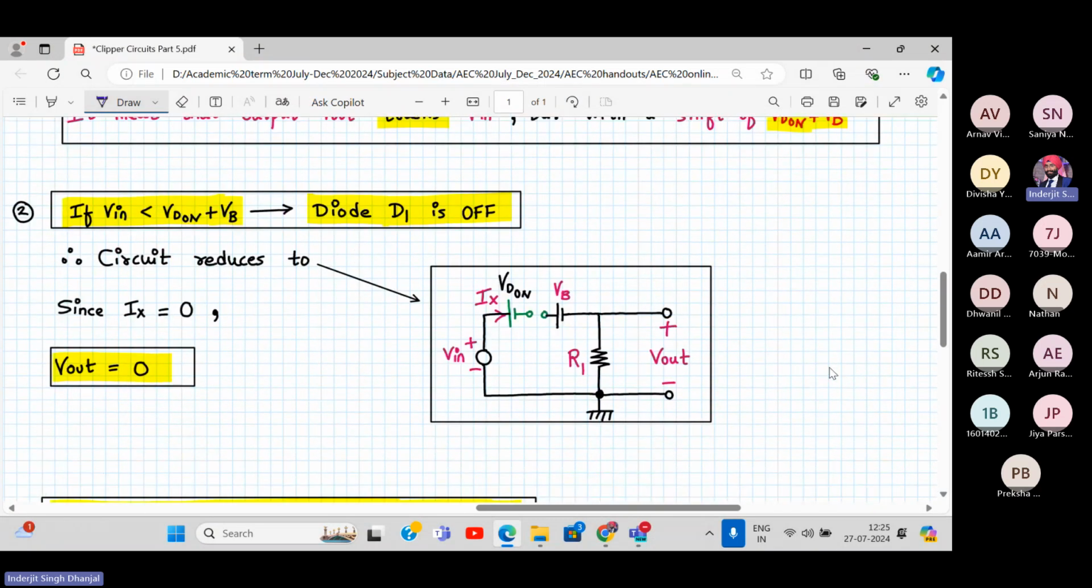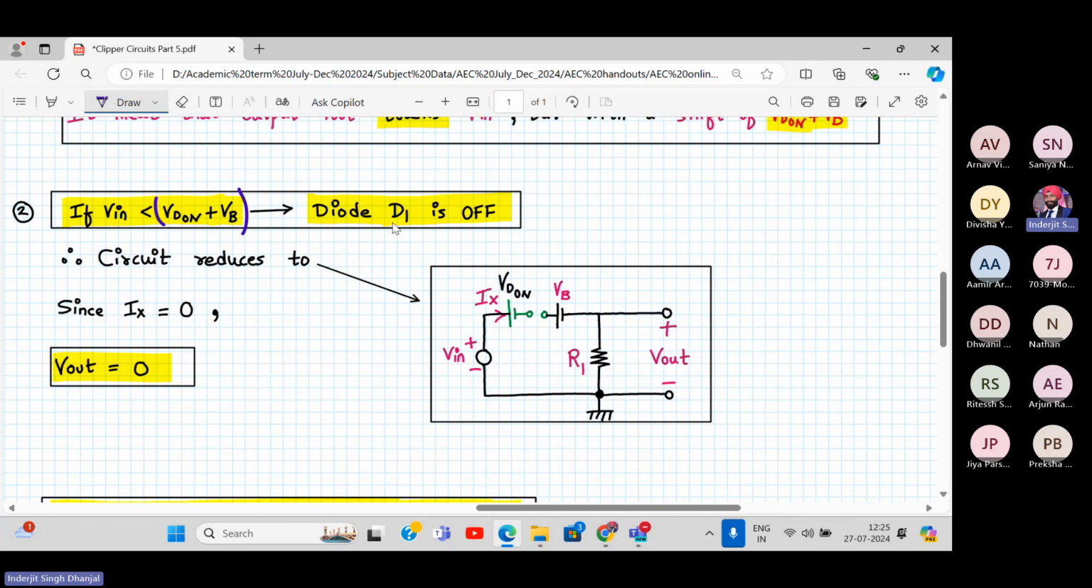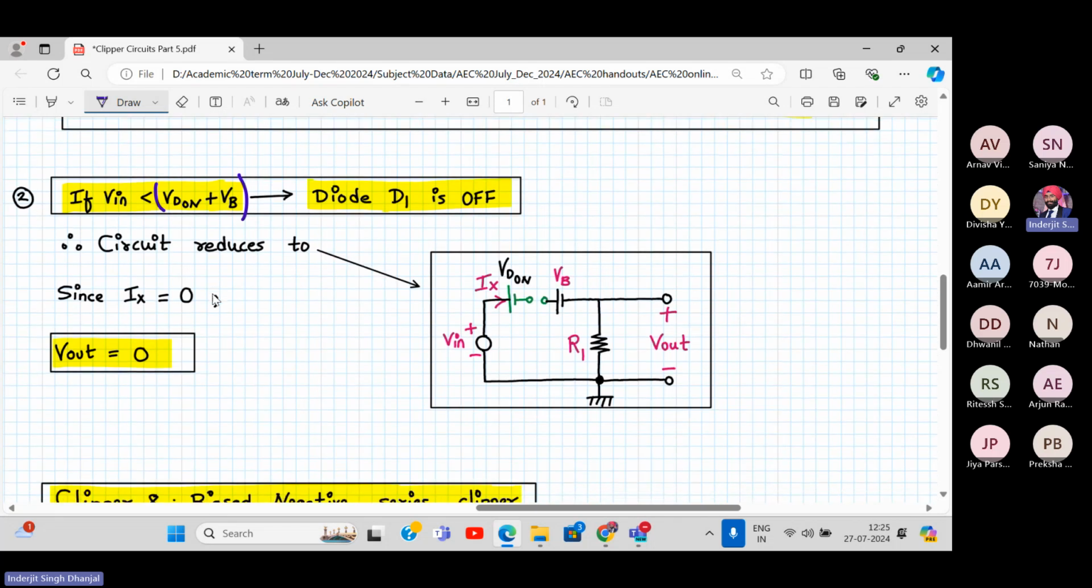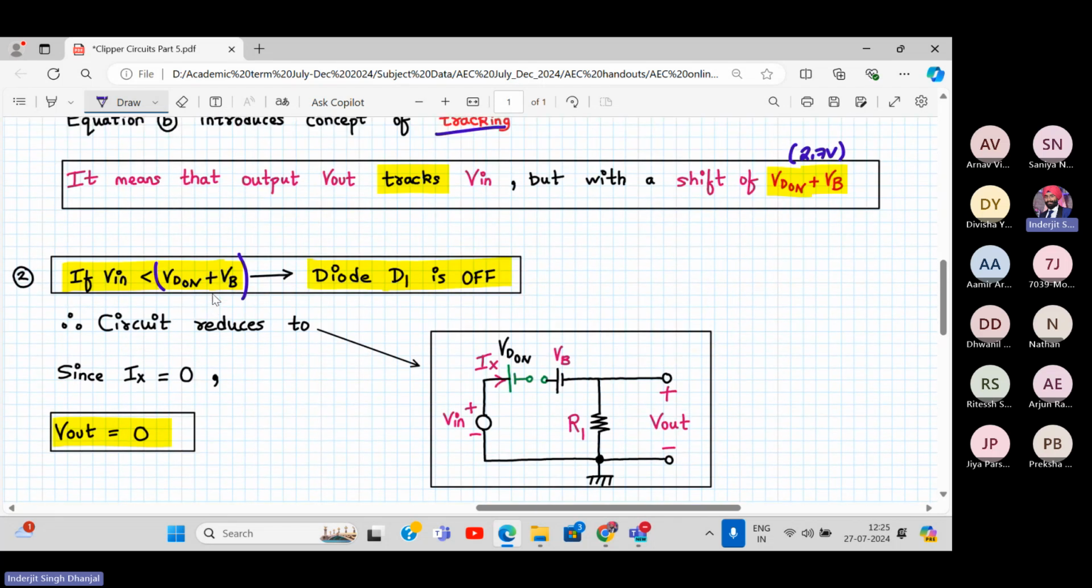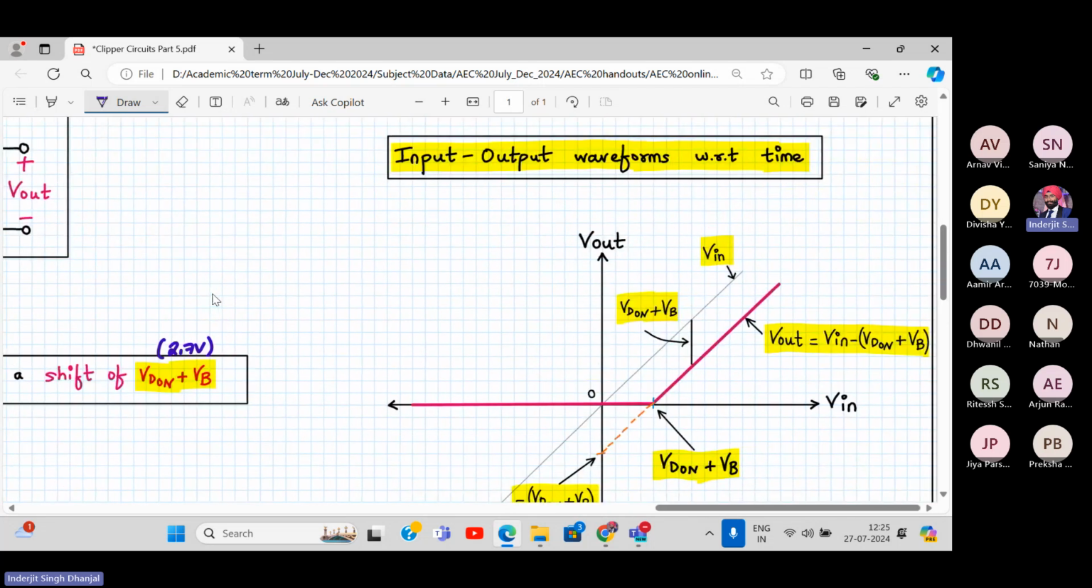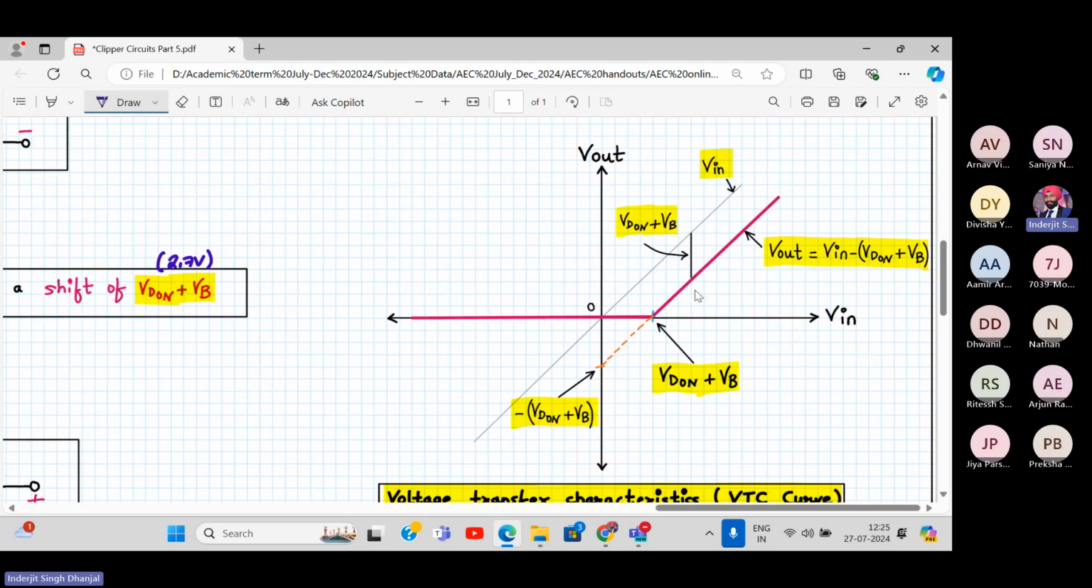So let's say what happens when the V in becomes less than VD on plus VB. So diode D1 is off. When diode D1 is off, my input is disconnected from the output and no current flows through the resistor. My output voltage will be 0. Correct? Understanding or no? Yes. So now see, this level has shifted, right?